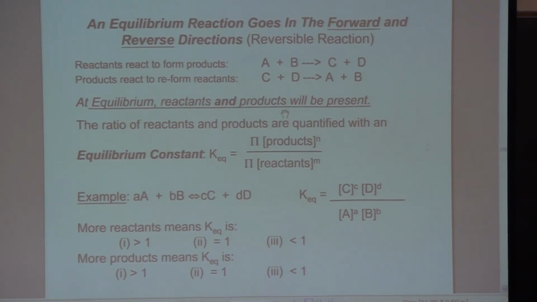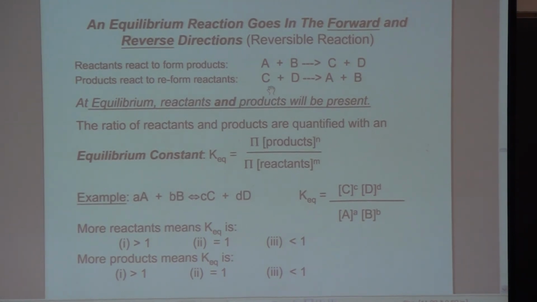So, for example, we looked at this type of reaction. The reactants react to form product. In other words, you have A plus B going to C plus D. But it turns out that those products can react together to reform the reactants. So C plus D can form A plus B. So in this reversible or equilibrium reaction, both reactants and products are present.